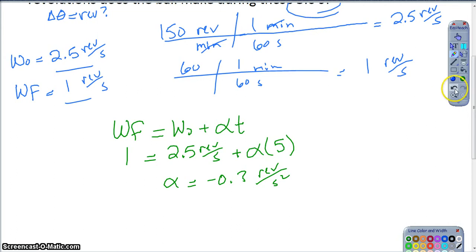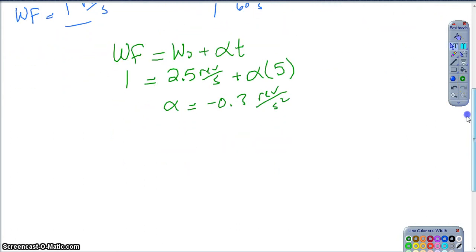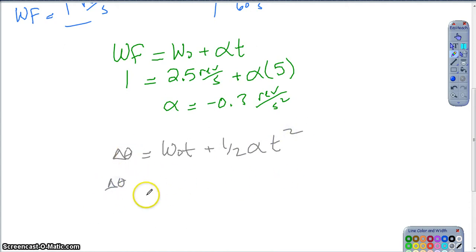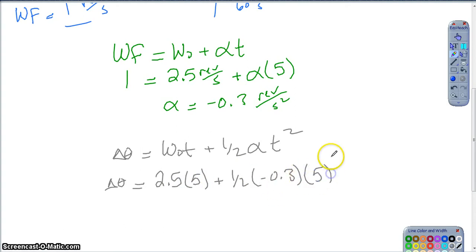So I've got my acceleration, and then I'm looking for my displacement. If I'm looking for my displacement, delta theta, I'm probably going to be using this equation, although at this point you could use any of the equations you so desire. Since we've got all of the other information, I'm going to use this one though because it's already solved for theta. So my initial angular velocity was 2.5 revolutions per second, times the time of 5 seconds, plus 1/2 times negative 0.3, and it is very important we keep that negative, times my time squared.